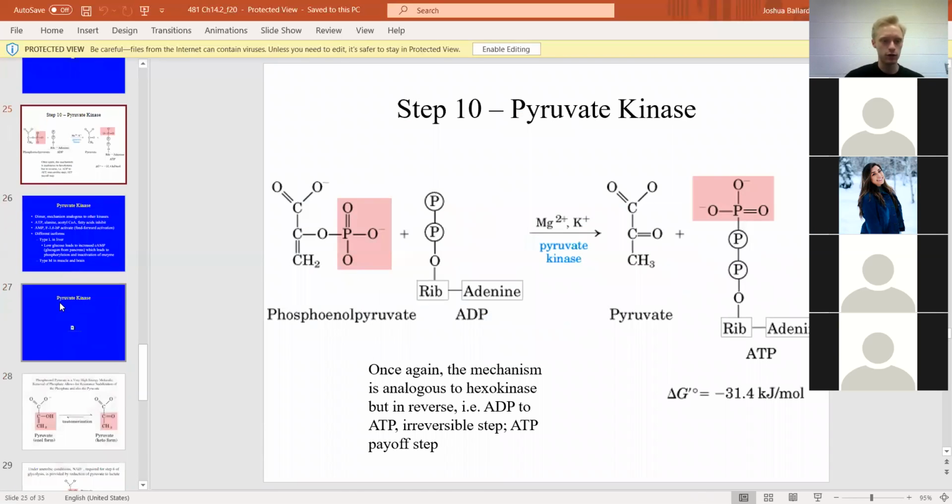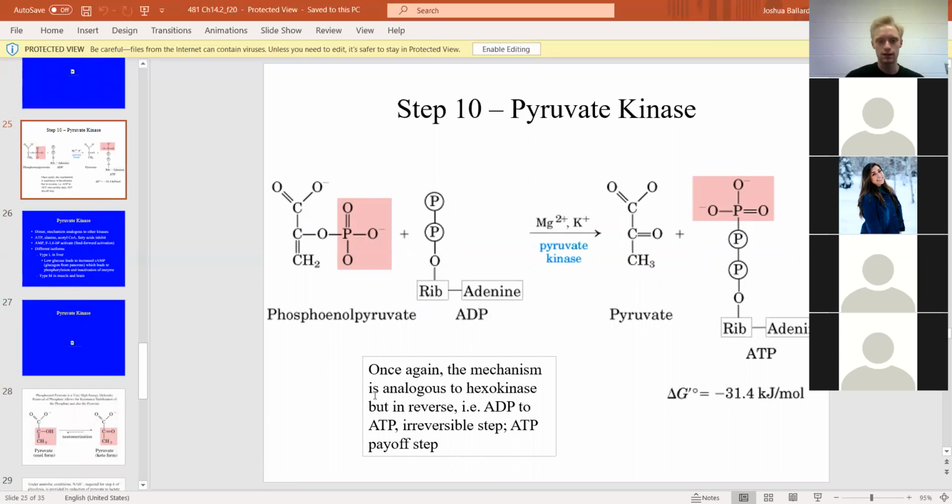And then our final one is step 10, which is the pyruvate kinase. And that one also involves the magnesium and the potassium, which stabilizes these negative charges. Pyruvate kinase is also irreversible. As we see here, it has a large negative Gibbs free energy. And it's also analogous or very similar to the hexokinase in reverse. So this step 10 is also similar to how step 7 is. And so that's also comforting to hear as far as the mechanism goes.